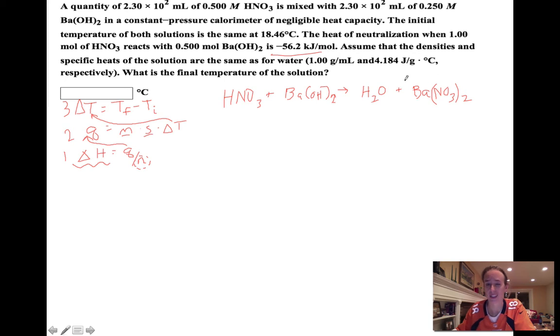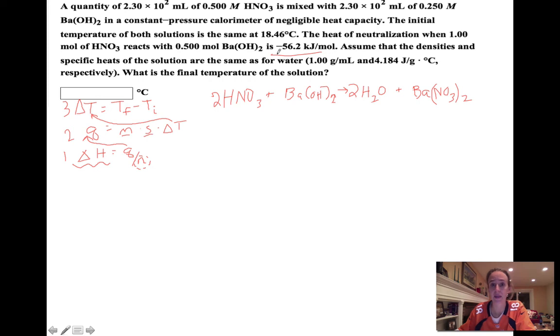Just to save time, since it's kind of slow to write with this thing, I'm not going to draw in my states of matter, but we have aqueous solutions, H2O is a liquid, and an aqueous solution of barium nitrate. Now, let's balance this. I'm going to need a 2 right there. Let's see, that'll give me my 2 nitrates and my 2 hydrogens, and then we're also going to need a 2 on the H2O.